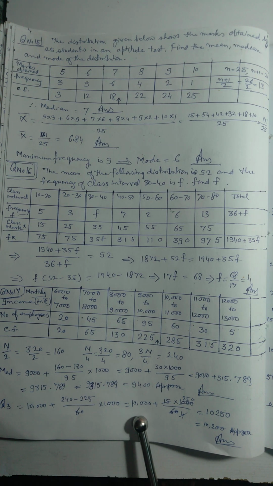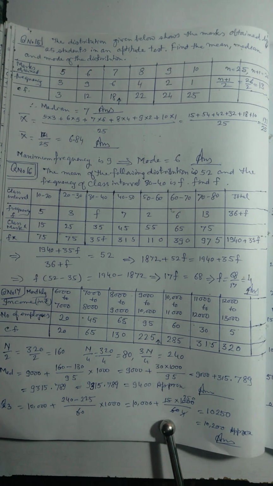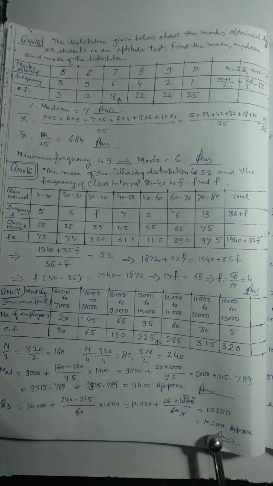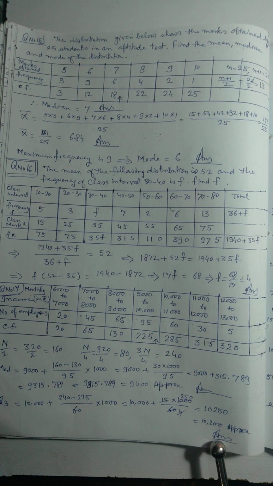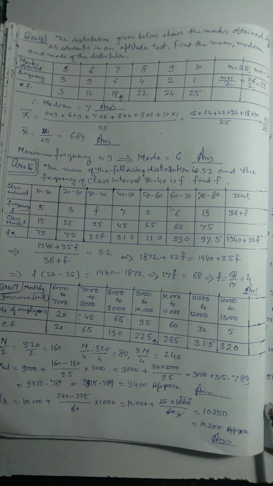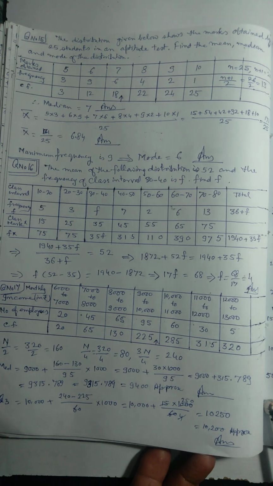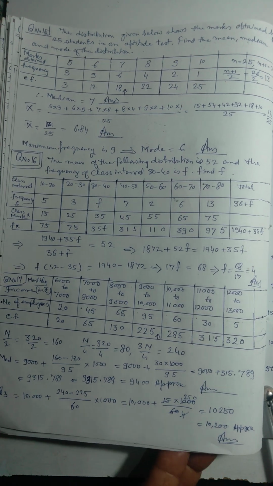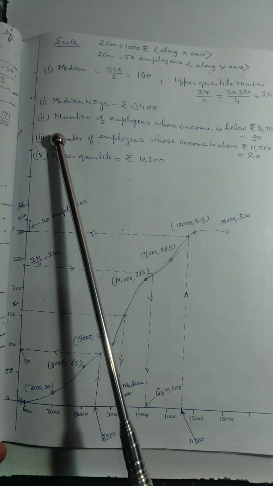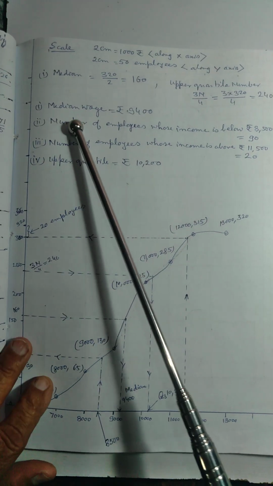into 1000, that is 10,000 plus 15 into 1000 divided by 60, that is equal to 10,250, that is 10,200 approx. So this is what we have done by calculation. Now let us start the graph method. How to find it out by graph.